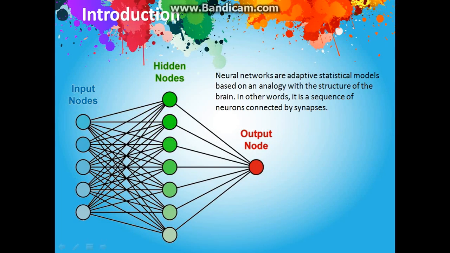First, I want to tell you what a neural network is. Neural networks are adaptive statistical models based on an analogy with the structure of the brain. In other words, it is a sequence of neurons connected by synapses. These networks usually organize their units into several layers. The first layer is called the input layer, the last the output layer. The intermediate layers, if any, are called the hidden layers.